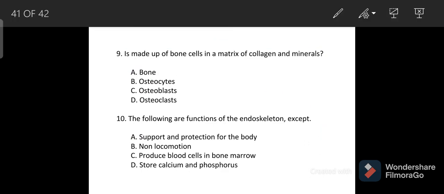Number 9 is made up of bone cells in a matrix of collagen and minerals. A. Bone. B. Osteocytes. C. Osteoblasts. D. Osteoclasts. The correct answer is letter A, bone. Number 10. The following are functions of the endoskeleton except: A. Support and protection for the body. B. Non-locomotion. C. Produce blood vessels in bone marrow. D. Store calcium and phosphorus. The answer is letter B.